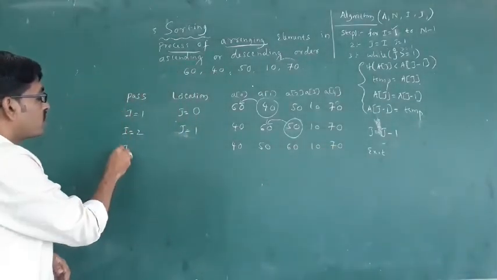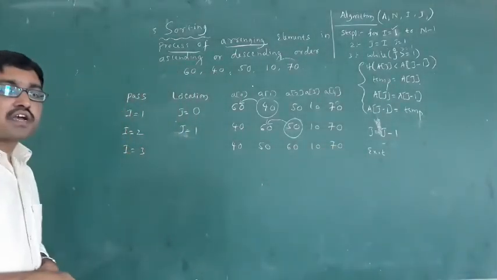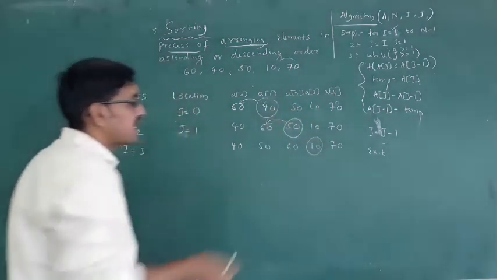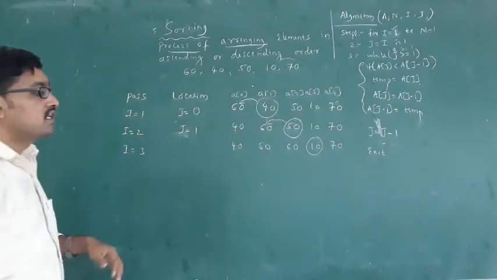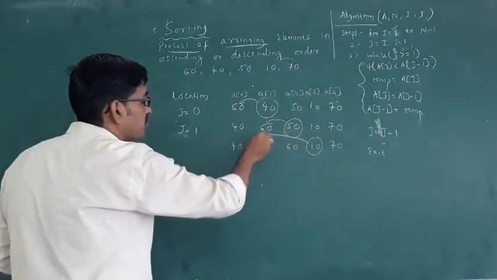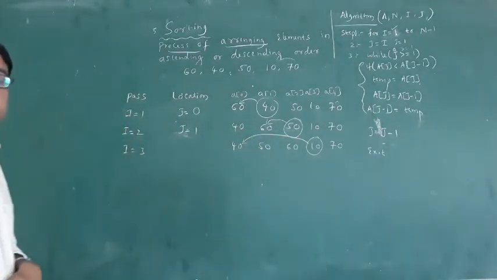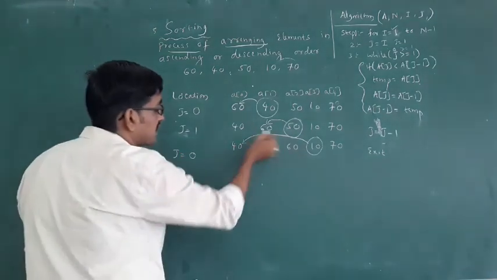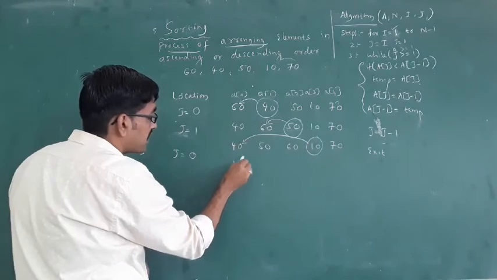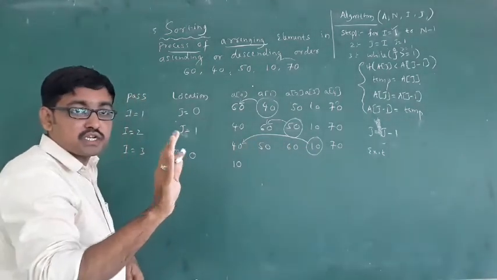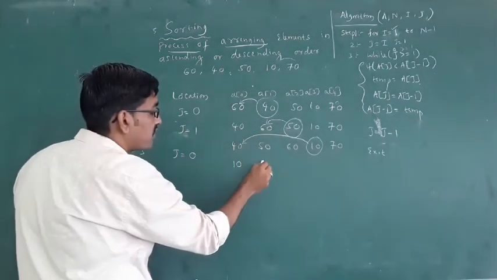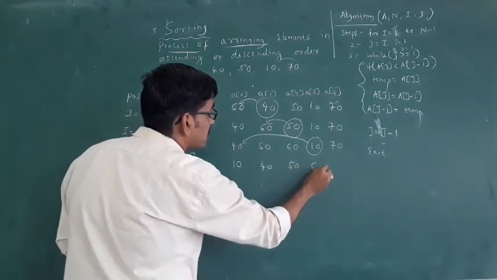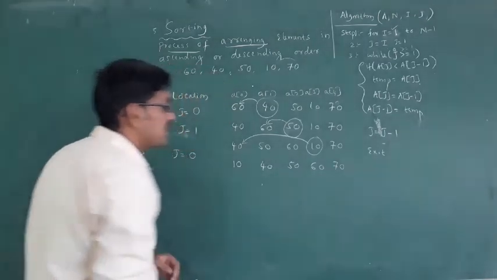Okay, next i equal to 3. Just round up 3. Where should 10 be put to get the correct position? In a of 0 position. Put it in the 0 position, then j equal to 0. As soon as it is put in the 0 position, 10 comes here, then 40 does not go here. Got it? Then 40, after that 50, 60, then 70.